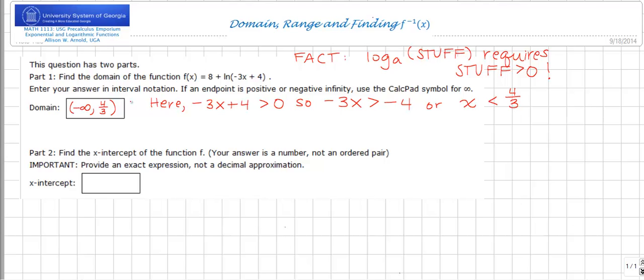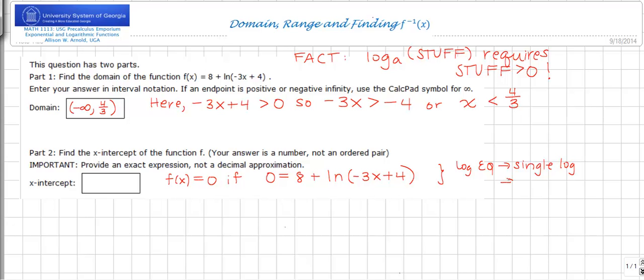Now to find the x-intercept, you're going to let f of x equal 0. And f of x is 0 if we have the equation 0 equals 8 plus the natural log of negative 3x plus 4. And now step back from this. This is a logarithmic equation. And it's a single log. And everything else is numbers.